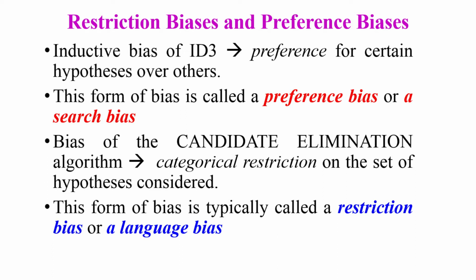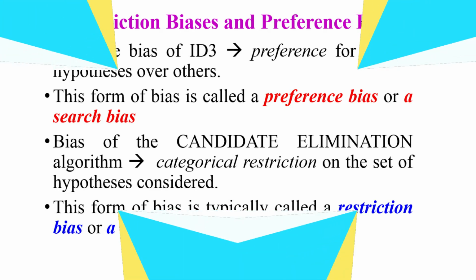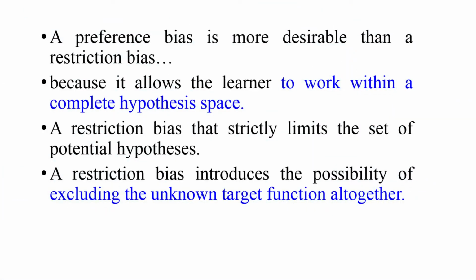If we have both preference bias and restriction bias, then which type of inductive bias is preferred in order to generalize beyond the training data, whether it is a preference bias or a restriction bias? A preference bias is more desirable than a restriction bias because it allows the learner to work within a complete hypothesis space that is assured to contain the unknown target function. Means, in case of preference bias, it will completely visit the hypothesis space. There may be a possibility that a hypothesis will give a solution for the unknown target function, whereas a restriction bias strictly limits the set of potential hypotheses. It is generally less desirable because it introduces the possibility that it may exclude the unknown target function altogether.